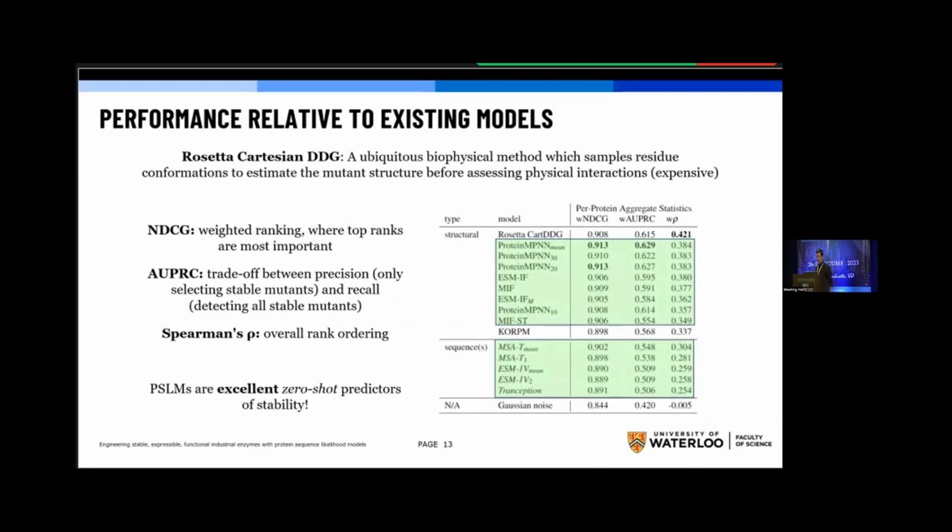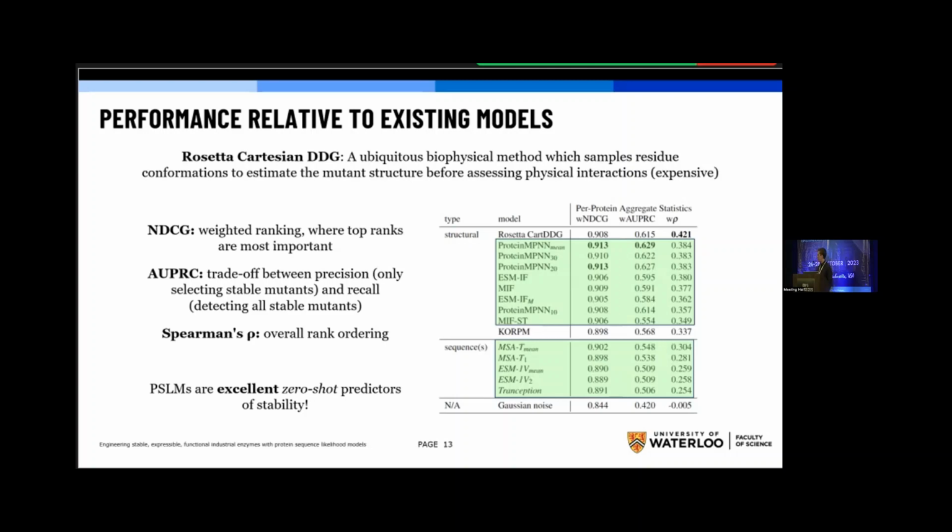But comparing these protein sequence likelihood models, which you can see in green, all of these models have similar performance to Cartesian DDG while taking only a small fraction of the time to run and being trained not to do stability prediction at all, just what the likelihood is in nature, which is quite surprising and impressive.